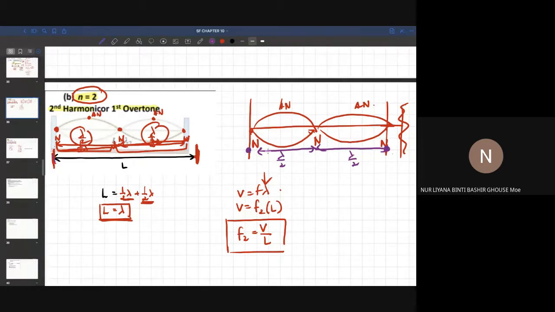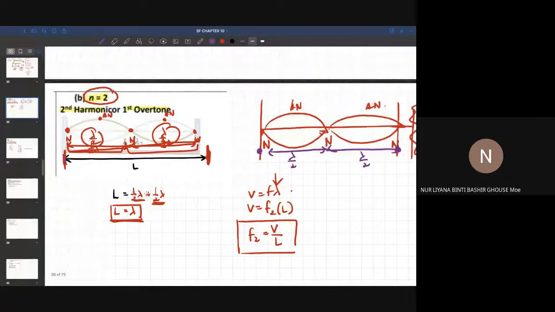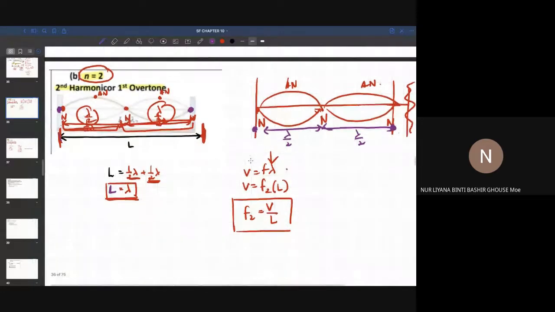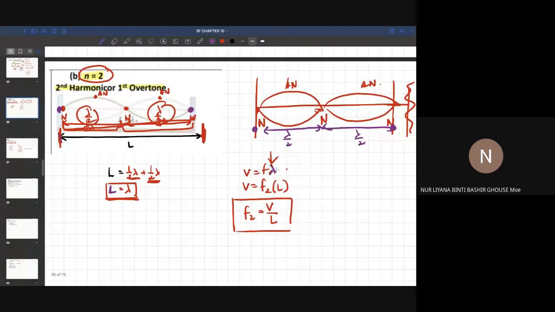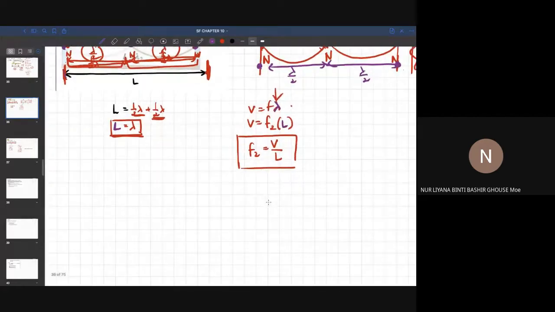So daripada hujung sini, from this end until the other end, kita ada berapa lambda? Kita akan tambahkan dia. 1/2 lambda tambah dengan 1/2 lambda. Kita akan dapat L equals to lambda. Maksudnya from this end until the next end, kita ada 1 lambda. So untuk cari equation frequency, lambda ini kita gantikan dengan L. So kita dapat frequency 2 equals to v over L. Okay. And then kita teruskan. So n equals to 1, 2 and 3.